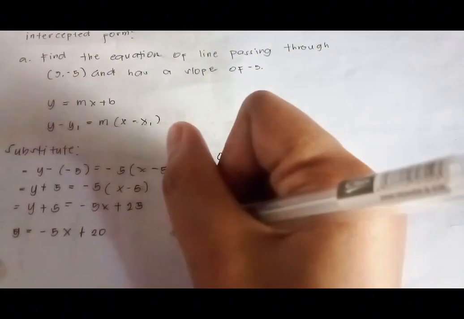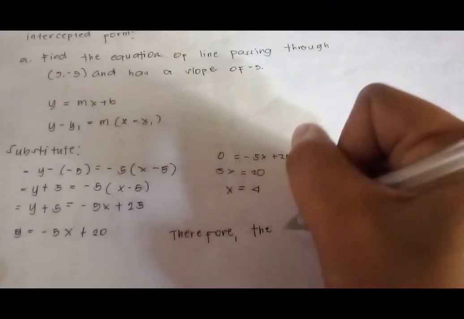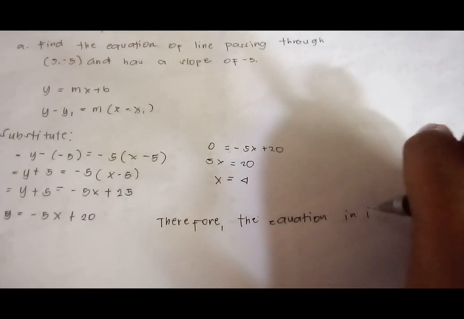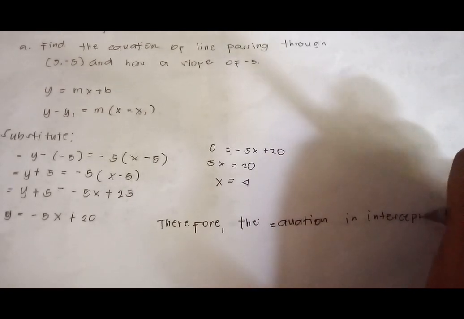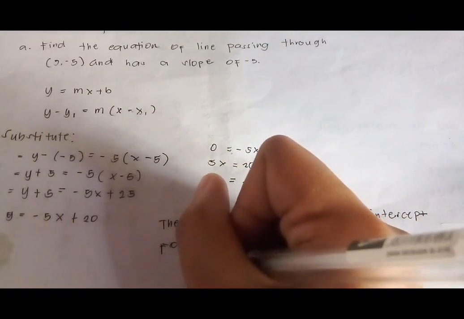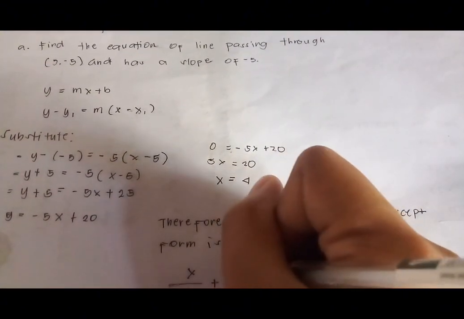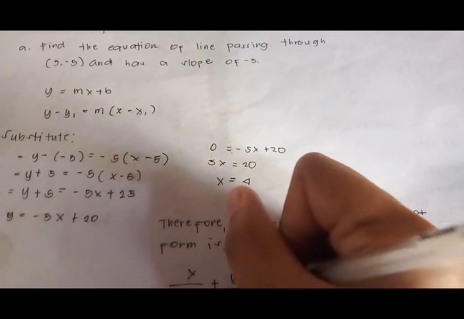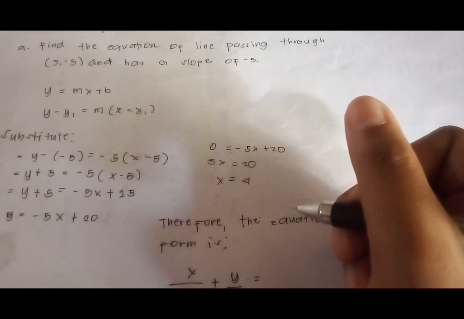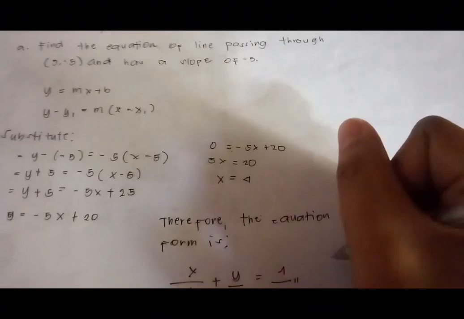Therefore, the equation in intercept form is x over 4 plus y over 20 is equal to 1. So x over 4 plus y over 20 is equal to 1 is our final answer.